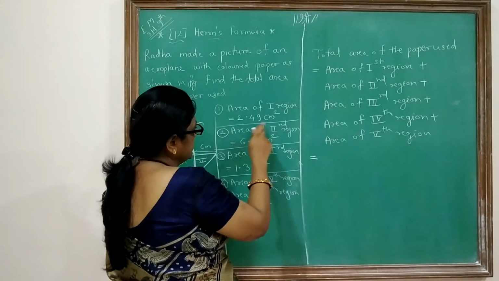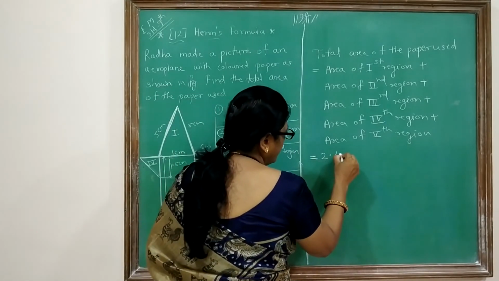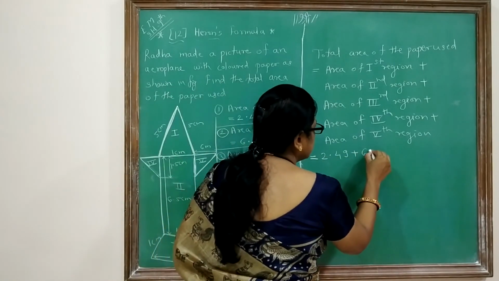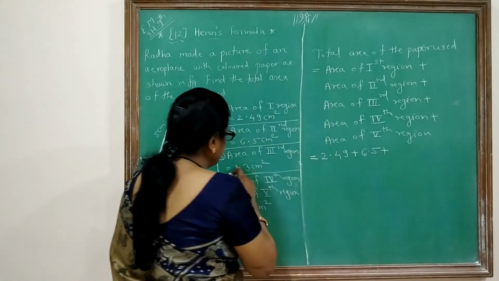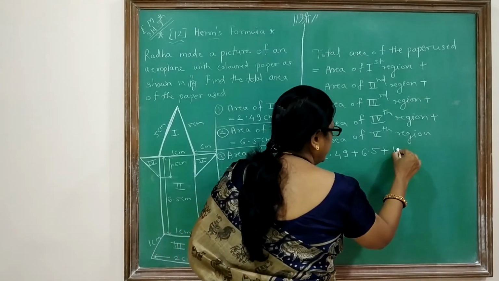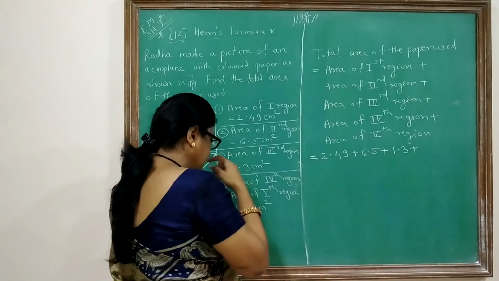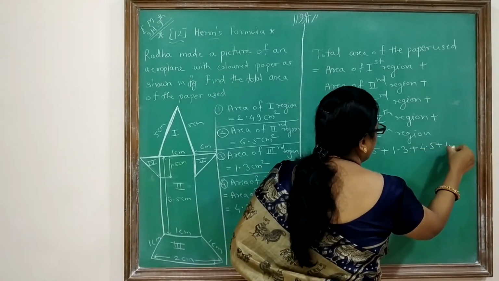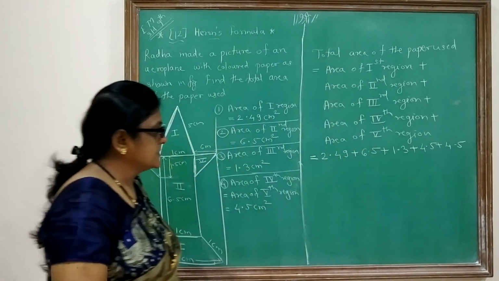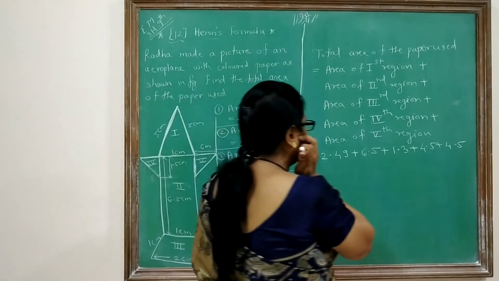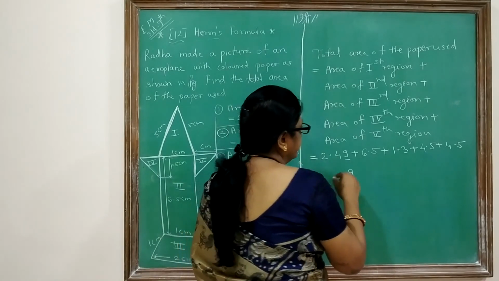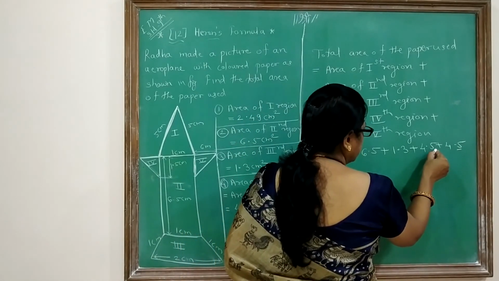What is your first region? First region is 2.49 plus. What is your second region? 6.5 plus. What is your third region? 1.3. And what is your fourth region? 4.5. And fifth is also 4.5 centimeter square. Then you will add and you will get the answer. Then take here 9. Then 5 plus 5 is 10. 10 plus 3 is 13.